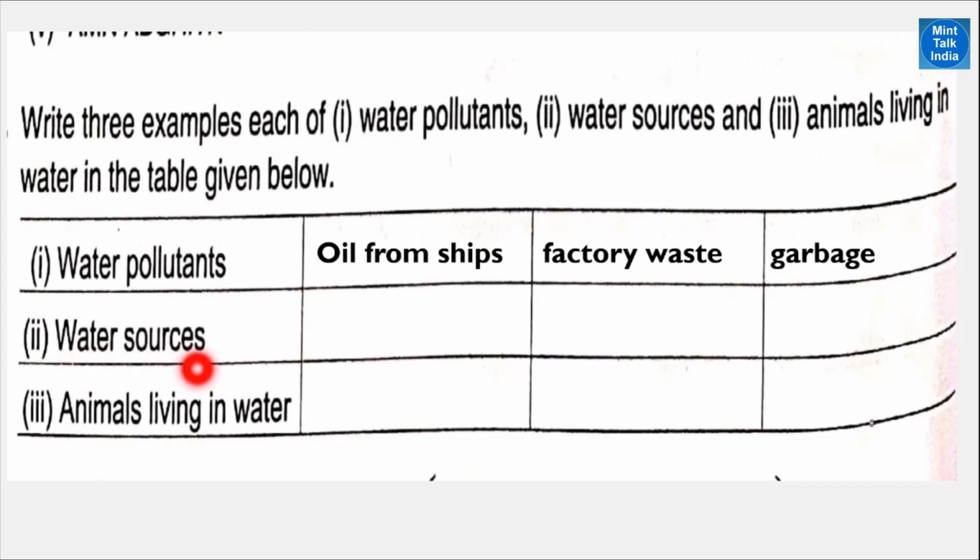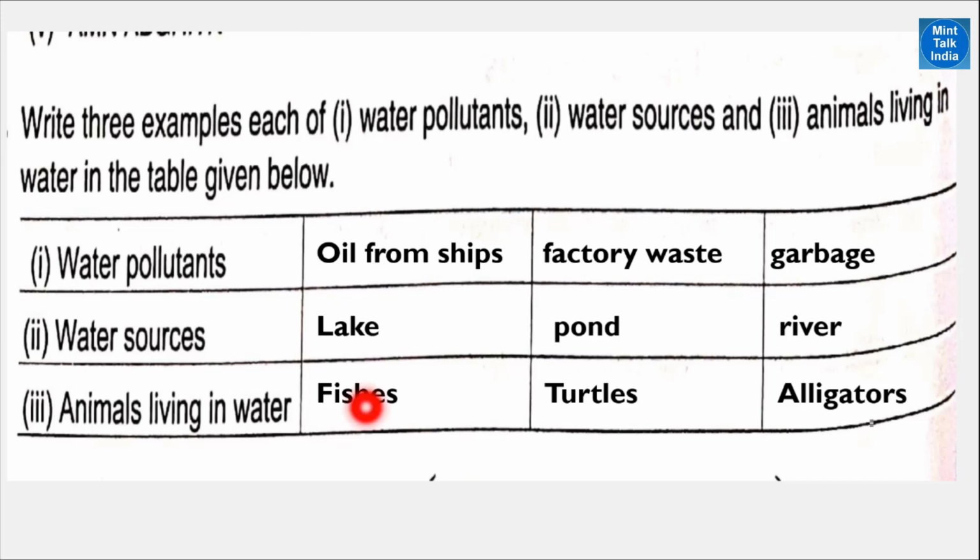Next point is water sources. So the three examples of water sources are lake, pond and river. Next is animals living in water. So all the water animals like fishes, turtles, alligators, they are animals living in water.